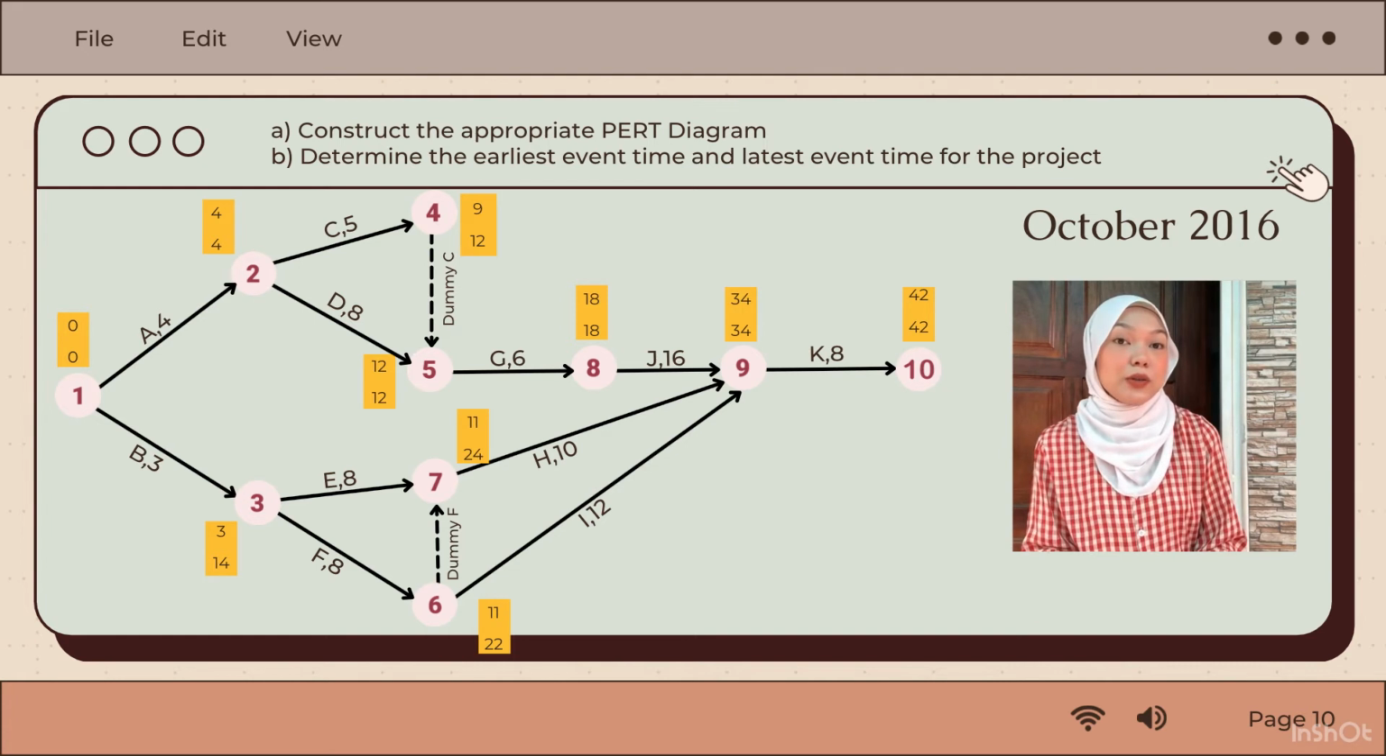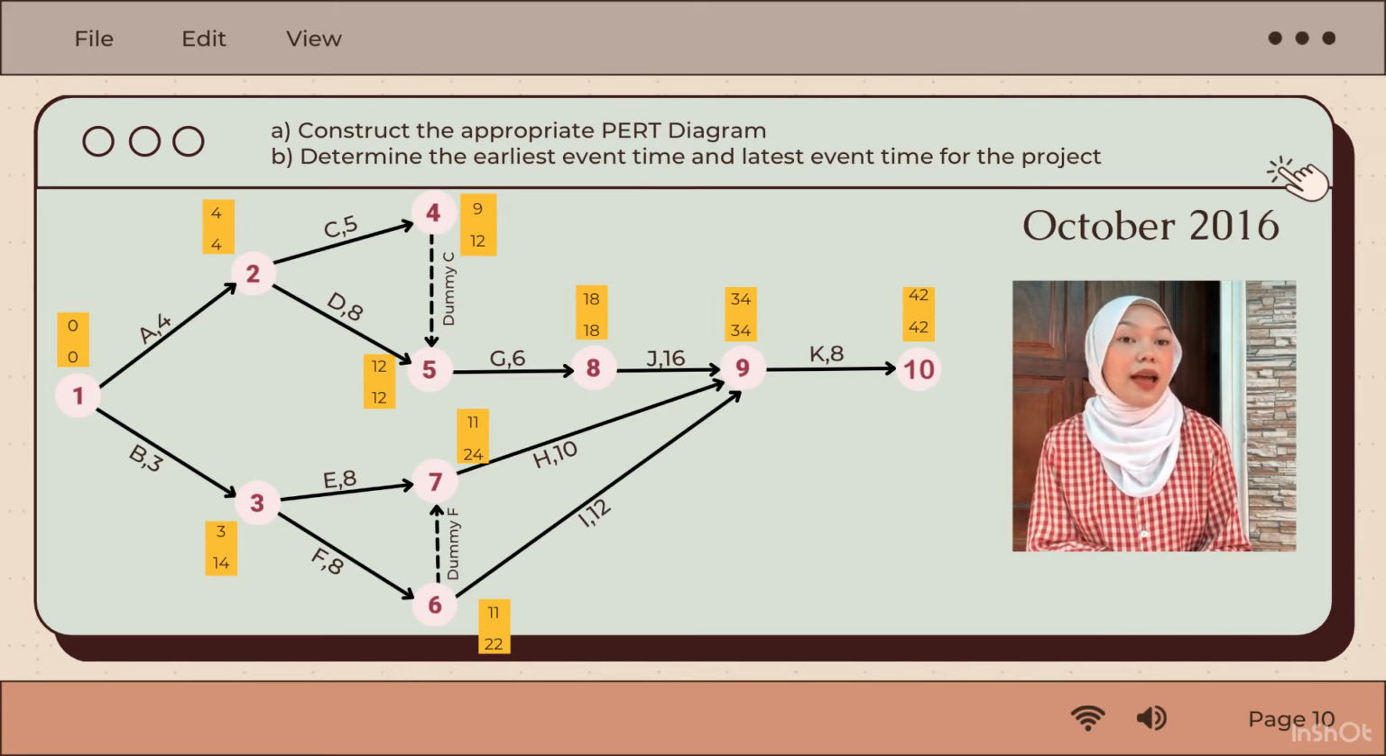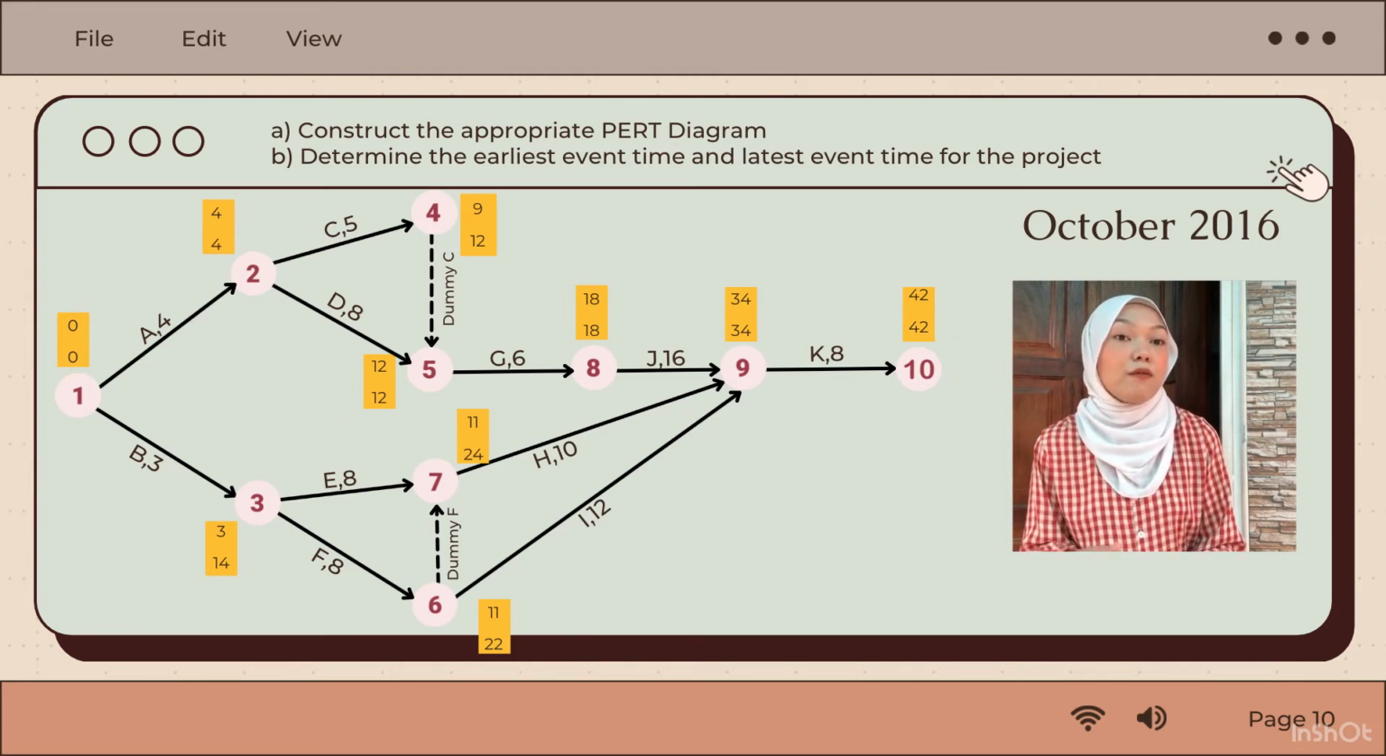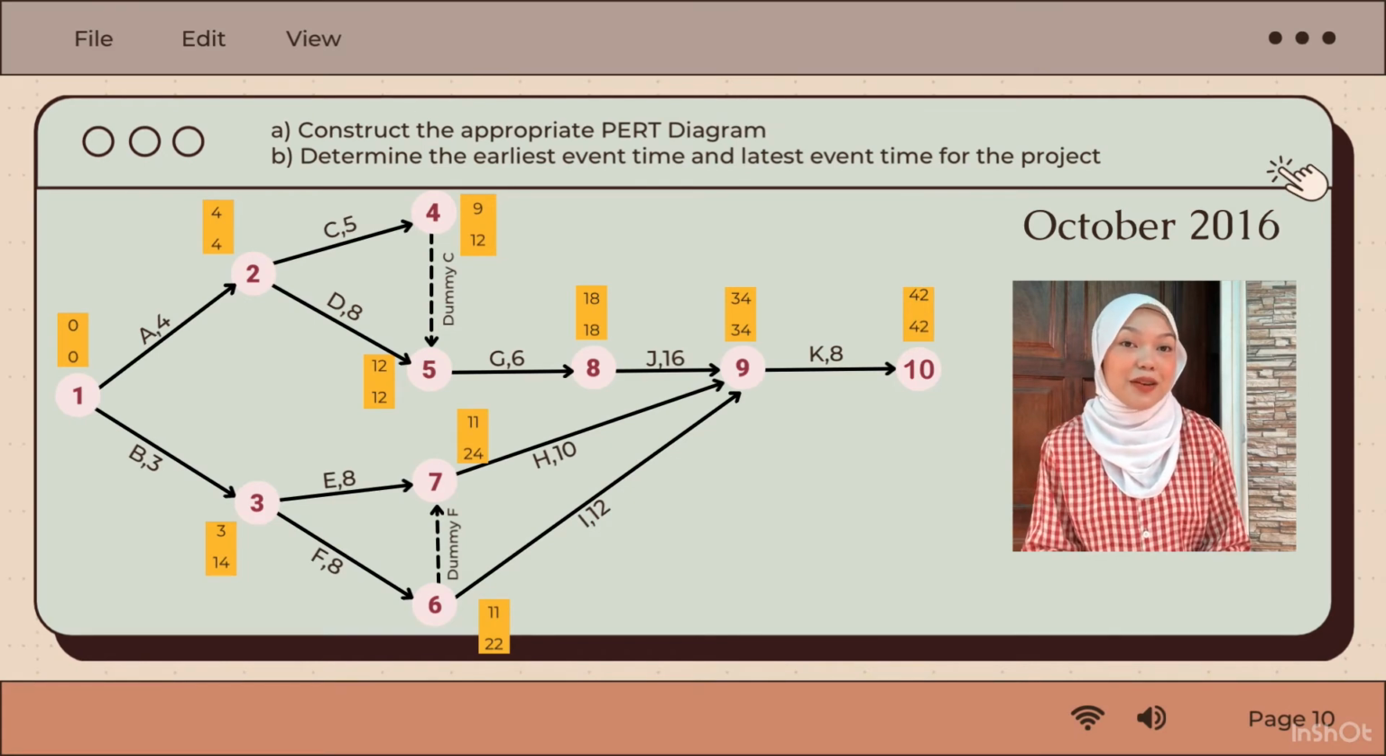Next, for node number 2, we have 2 arrow tails, and we need to choose the lowest one. So we choose activity D, we get 12 minus 8 equals 4. Node 7 is equal to 24. For node 6, we have 2 arrow tails, and we choose activity I, equal to 22. Node 3 also has 2 activities, which we must choose the smaller value, and we get 14 for node 3. So we get 0 for the first node because 4 minus 4 equals 0.